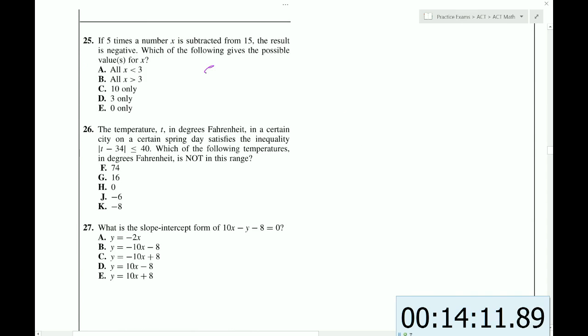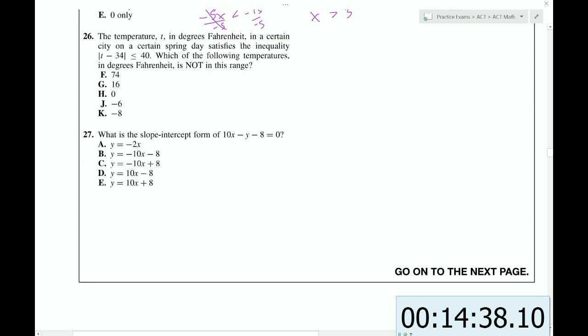If 5 times a number x is subtracted from 15, the result is negative. So now we solve this. Subtract 15. Actually, yeah, we could subtract 15, right? Minus 5x is less than -15, then divide by -5. And when we do, we remember we have to flip the inequality sign. So x is greater than 3, choice B.